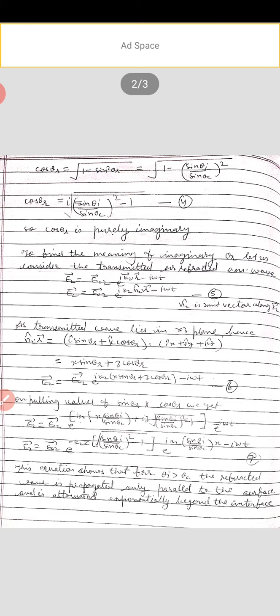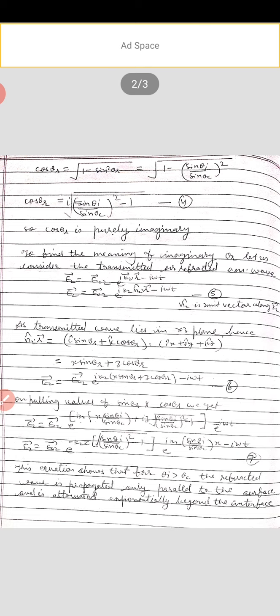And on putting the values of sin theta r and cos theta r, we finally get E2 is equal to E naught 2 e power minus k2 z into under root (sin theta i divided by sin theta c) whole square minus 1, into e power iota (k2 sin theta i divided by sin theta c into x minus omega t).